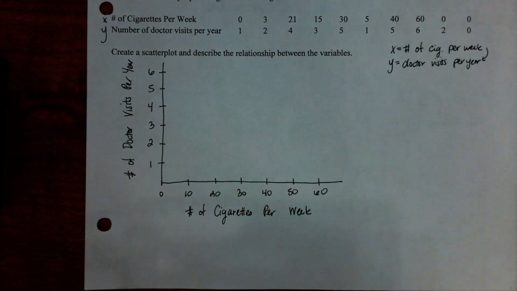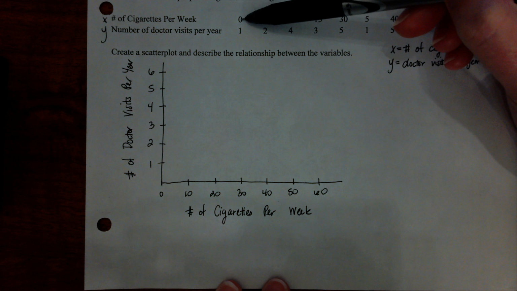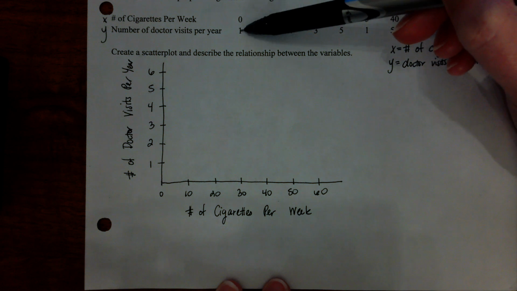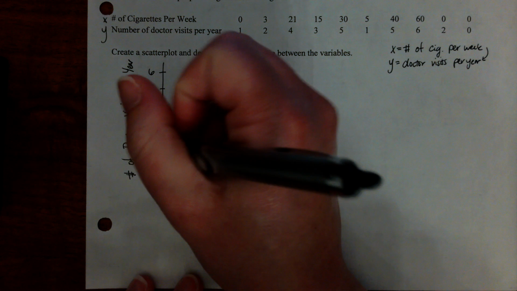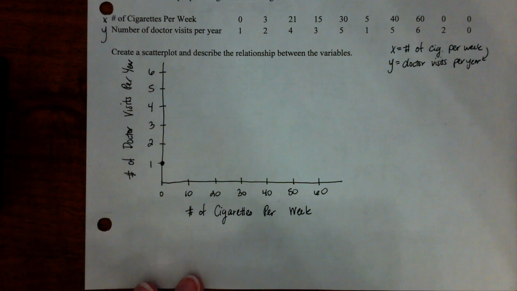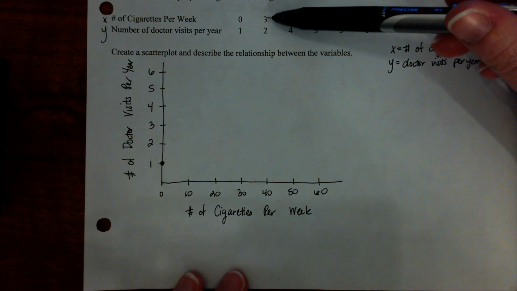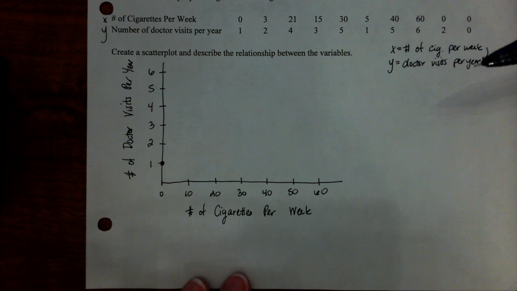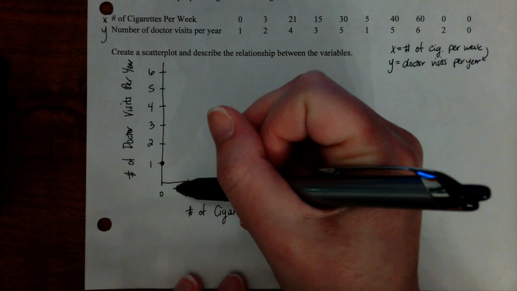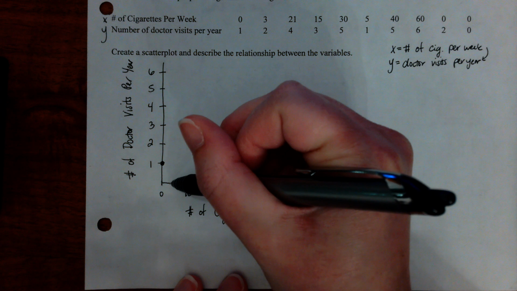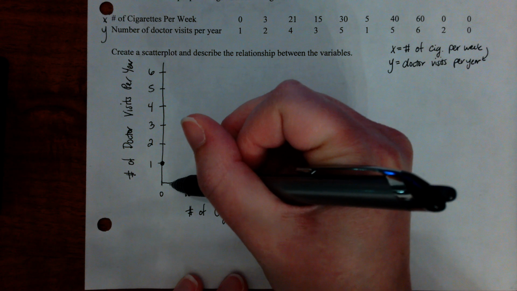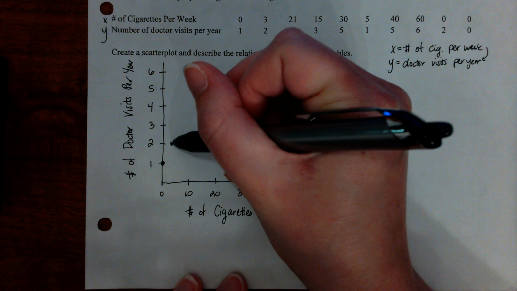All right, and we're going to plot these points. Remember, each point is going to represent one singular person. So one person smoked 0 cigarettes per week and went to the doctor once. So 0 cigarettes per week, went to the doctor 1 time. There's our first point. Okay, one person smoked 3 cigarettes and went to the doctor twice. So 3 is probably right about here, and we have 3, 2, so it should be right about here.